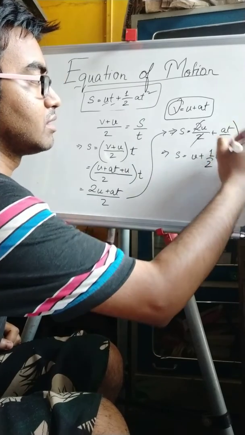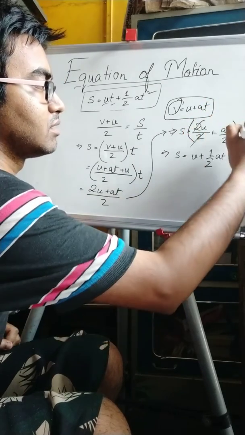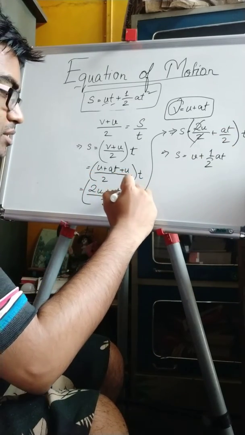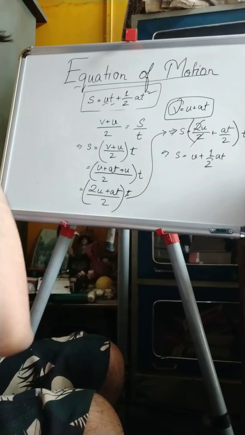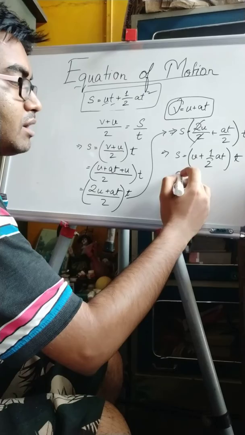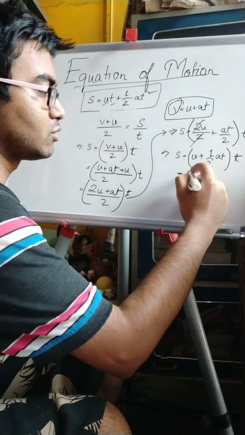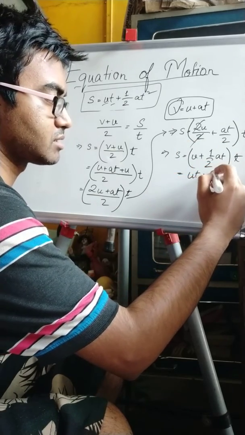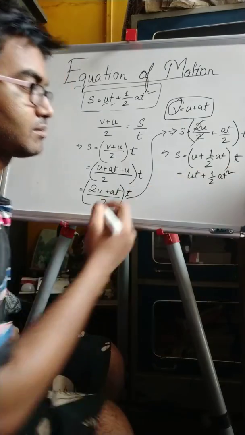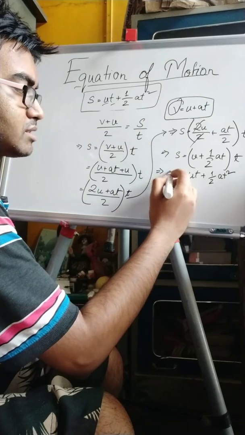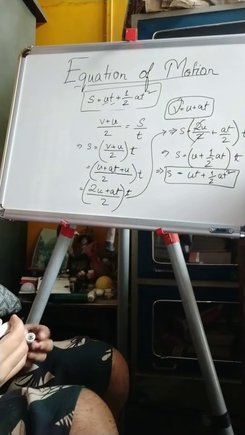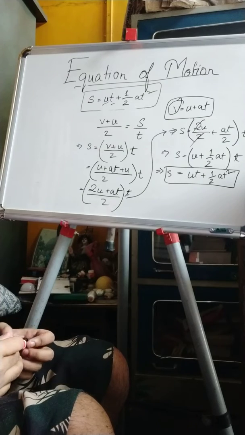Okay, sorry, I didn't give this. Here will be another t because this t will be remaining there, half of a t. Okay, now u into t plus half of a t square. Okay, this implies s. So this will be the formula. So I hope it is clear.